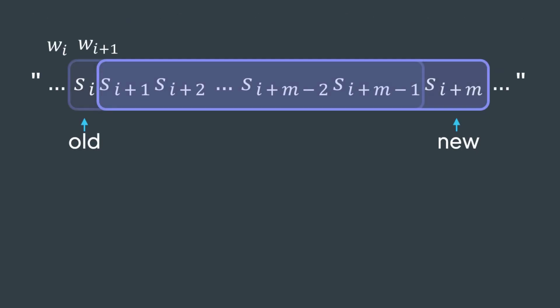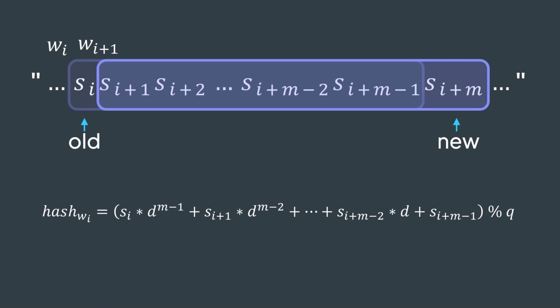Let's generalize. We have the window that starts at index i that consists of the next m characters, from index i to index i plus m minus 1 inclusive. So its hash is s i times d power m minus 1 plus s of i plus 1 times d power m minus 2, and so on until s of i plus m minus 2 times d power 1 plus s of i plus m minus 1 times d power 0, all that modulo q.